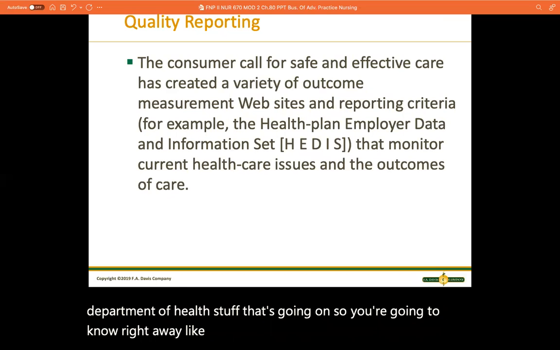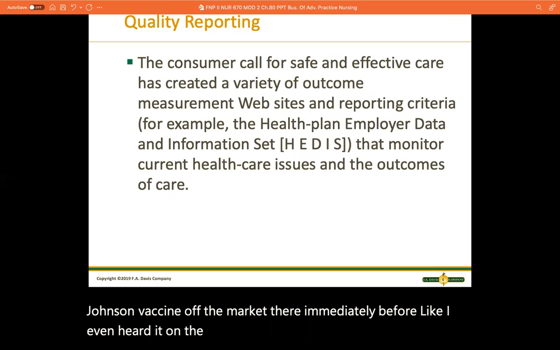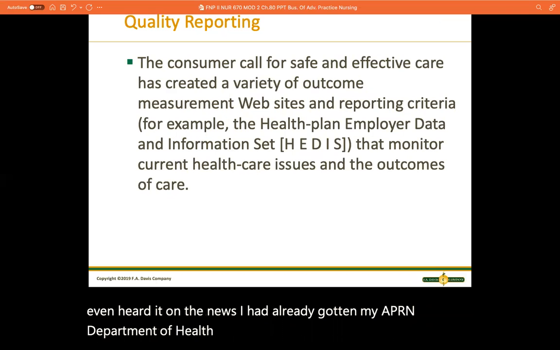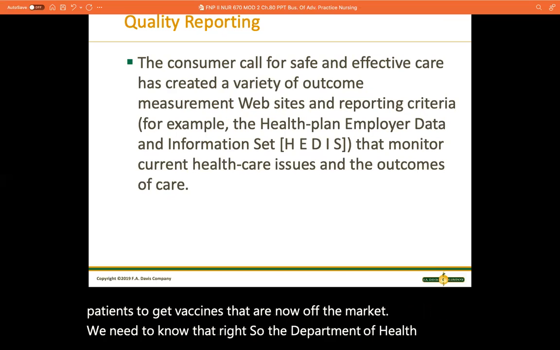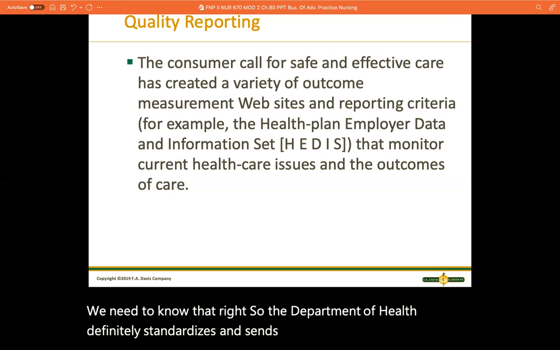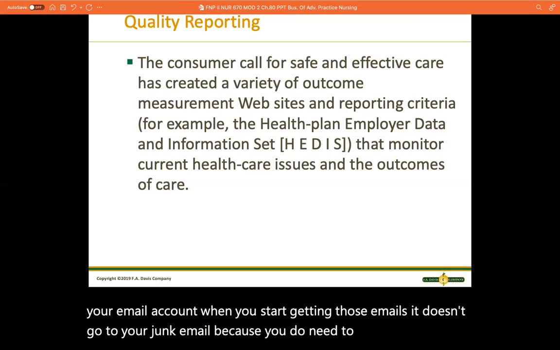Like, for instance, when they took the Johnson & Johnson vaccine off the market, immediately, before I even heard it on the news, I had already gotten my APRN Department of Health notification, because keep in mind, we're prescribers. So if we're prescribing and we're prescribing for our patients to get vaccines that are now off the market, we need to know that, right? So the Department of Health definitely standardizes and sends out emails. So make sure that in your email account, when you start getting those emails, it doesn't go to your junk email, because you do need to read those and be very aware of them.